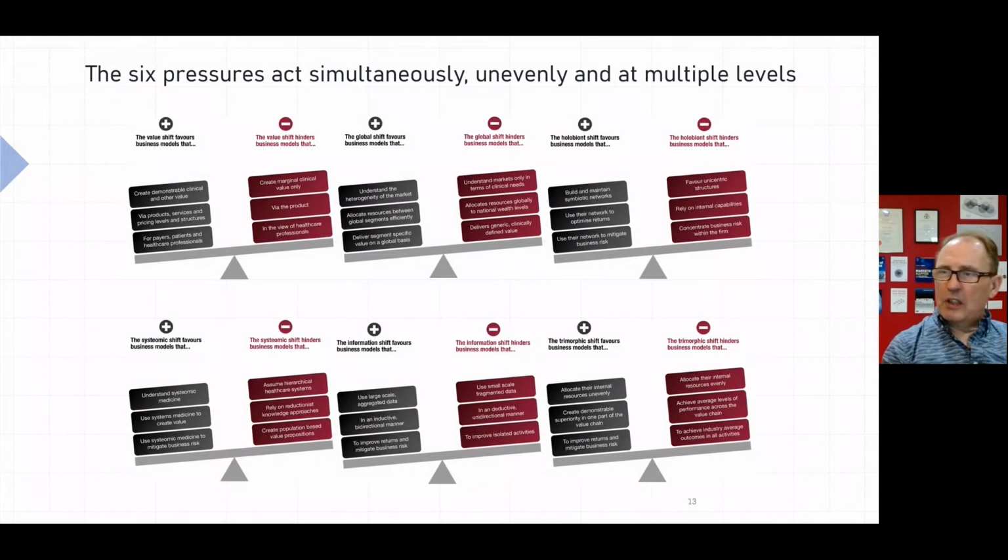The point I'm trying to get across, and obviously I talk about these in much greater length in the book, is that these 6 shifts create 6 changes in selection pressures, which act all at the same time, but unevenly, and they operate at different levels. Some of them operate at the levels of routines, some of them operate at the levels of companies, some of them operate at the level of holobionts. But the point is that it changes the selection pressures acting on business models.